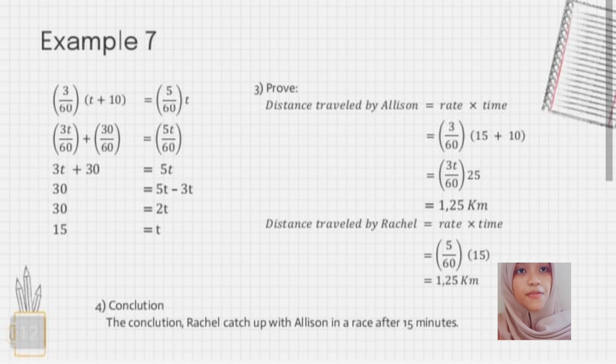I'm sorry, I mean 5t minus 3t. Then 30 equals 5t minus 3t. Then 30 equals 2t, and we have t equals 15.